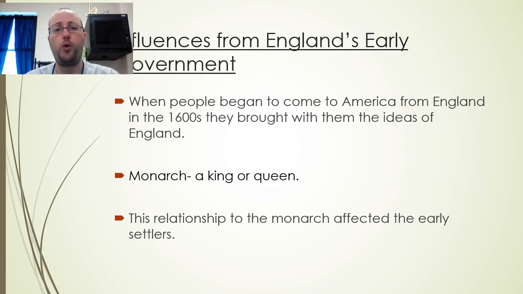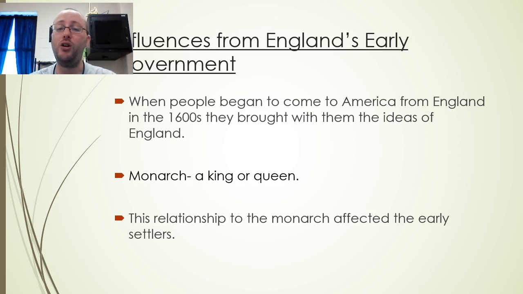So, like we talked about before, when people began to come to America from England in the 1600s, they brought with them the ideas of England. Now, England is run by a monarch, a king or queen, and this relationship to the monarch affected the early settlers. Some people were extremely loyal to the king. Some people didn't like the king. They felt like he abused his power. And because of this, this is going to lead to tensions later on.